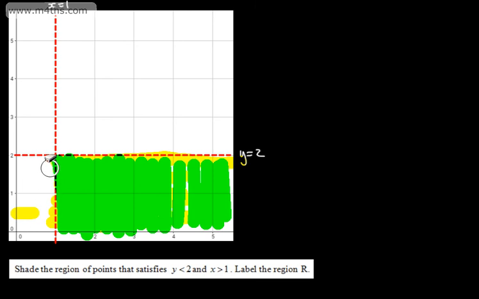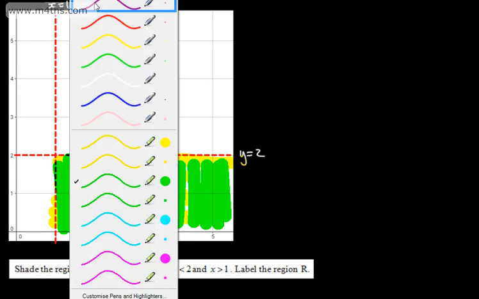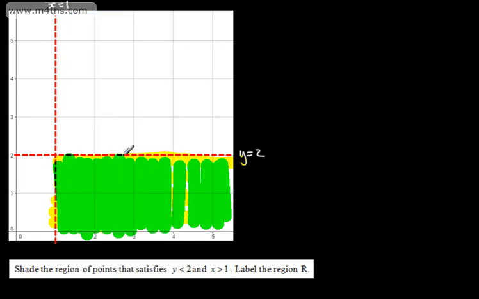So we can now test a point. Let's choose any point we want. If I chose this point here, we've got the coordinates, x is 2 and y is 1. So that's in the shaded region here. Is the x coordinate bigger than 1? Yes it is, it's 2. Is the y coordinate less than 2? Yes it is, it's 1. Therefore that's in the region.